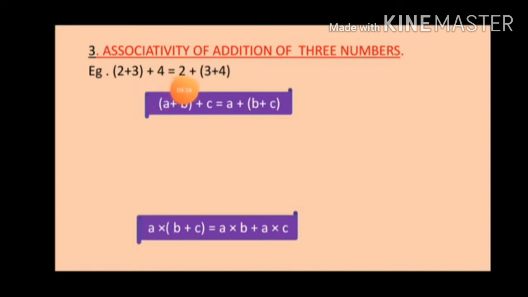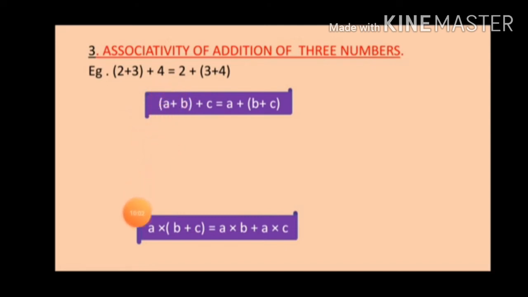Now on my right hand side, I will take the same numbers, but this time I am going to add the next two numbers first, and after getting their sum I am going to add it with the first number. Here also you can see on the right hand side, when I add 3 with 4, I get 7, and after adding this 7 with the 2, I get 9. So you can see both sides we have got the same sum.